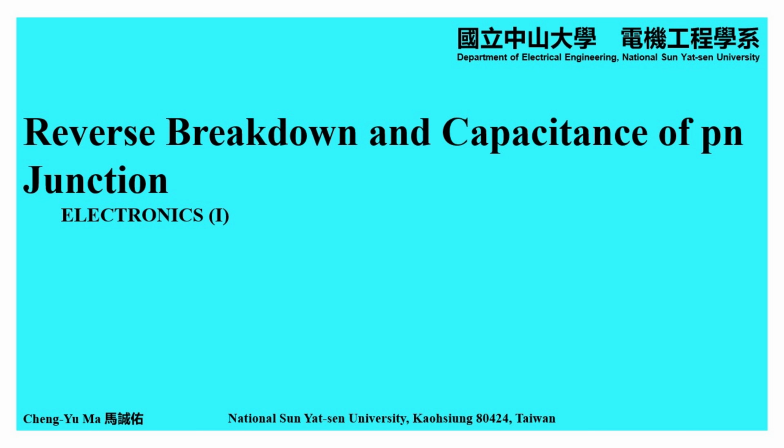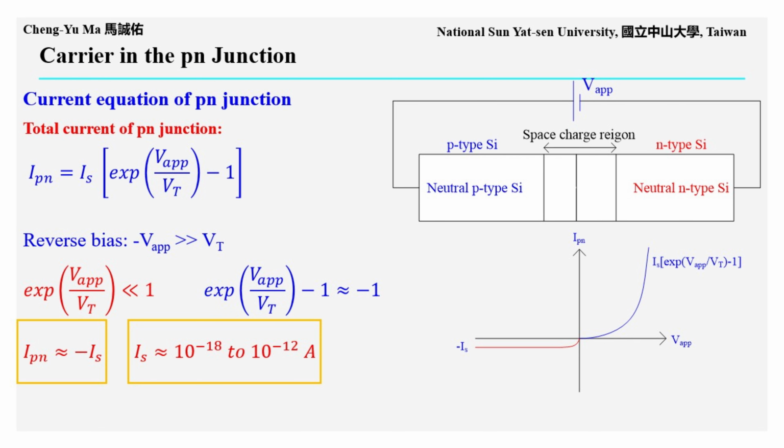Hello, everyone. In this section, we will introduce reverse breakdown and capacitance characteristics of the p-n junction in electronics. As introduced in the previous section, the reverse bias current of a p-n junction is the saturation current, Is, as shown in the current voltage curve. Is is very small, only about 10 to the negative 18th to 10 to the negative 12th amperes. Therefore, under reverse bias, the p-n junction can be regarded as non-conducting.